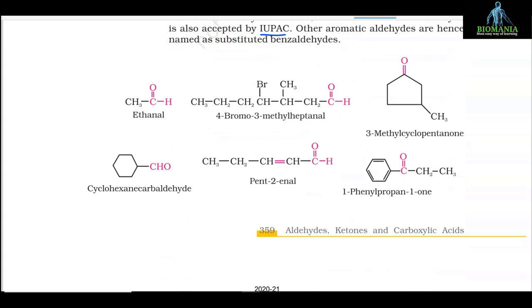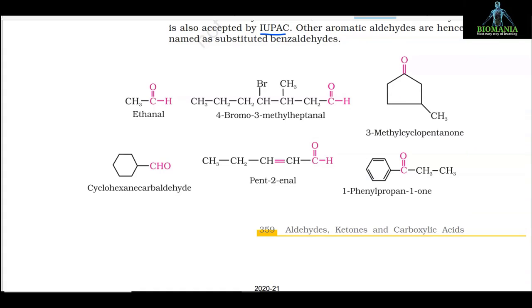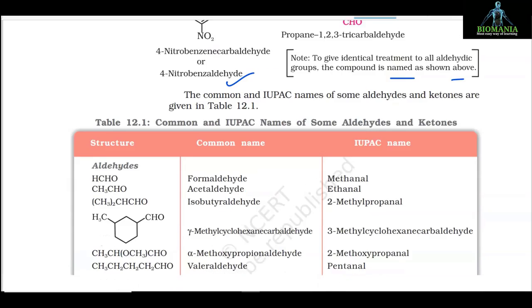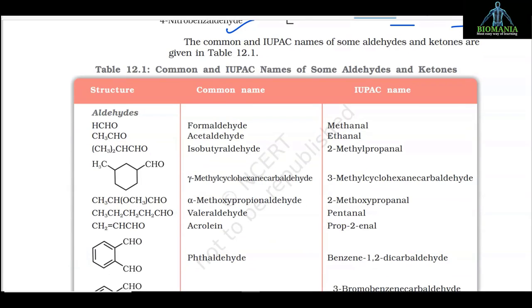Other aromatic aldehydes are hence named as substituted benzaldehydes. Examples: ethanal, 4-bromo-3-methylheptanal, 3-methylcyclopentanone, cyclohexanecarbaldehyde, pent-2-enal, and 1-phenylpropan-1-one, 3-oxopentanal, 2,4-dimethylpentan-3-one, and 4-nitrobenzenecarbaldehyde or 4-nitrobenzaldehyde, propane-1,2,3-tricarbaldehyde. Note: to give identical treatment to all aldehydic groups, the compound is named as shown above. The common and IUPAC names of some aldehydes and ketones.